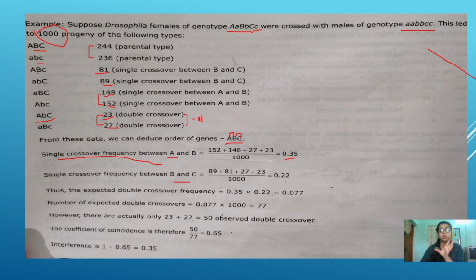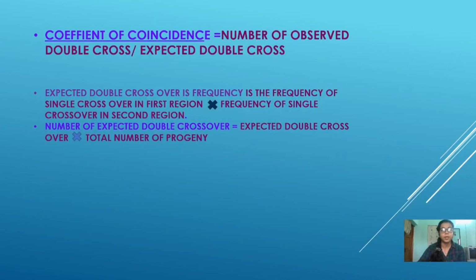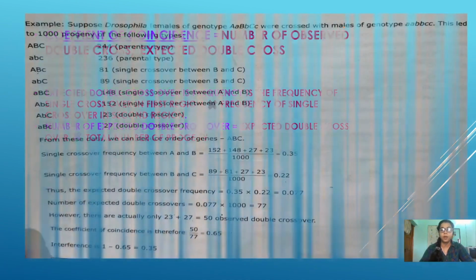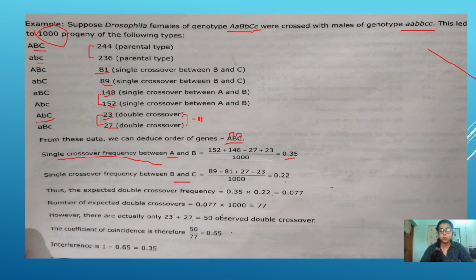After finding the single crossover frequencies between A and B and between B and C, you need to find the expected double crossover frequency. The formula, which we have already discussed, is the single crossover frequency in the first region into the single crossover frequency in the second region. So the frequency in the first region is 0.35, into the frequency in the second region, 0.22. After multiplying, you get the result 0.077. Here you have only calculated the expected double crossover frequency, not the number.